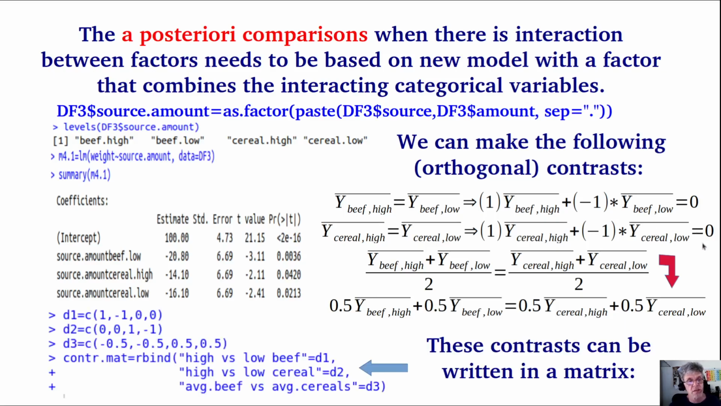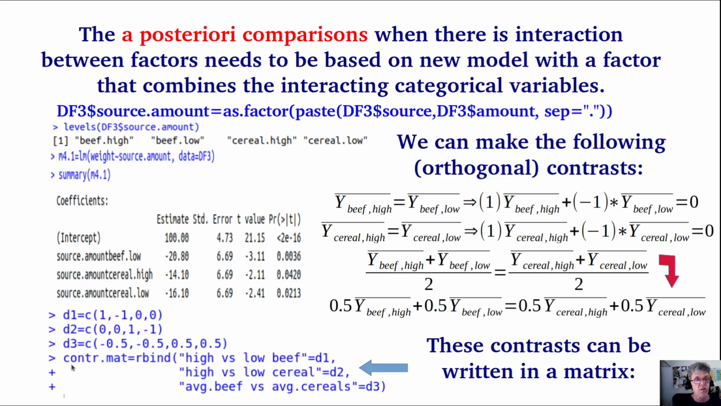So we can write three vectors, d1, d2, and d3. d1 corresponds to the contrast between high and low for BIF, d2 corresponds to the contrast between high and low for serial, and d3 corresponds to the vector for the average BIF and average serial. This is the vector d3. We can combine these three vectors by putting them together into a matrix.